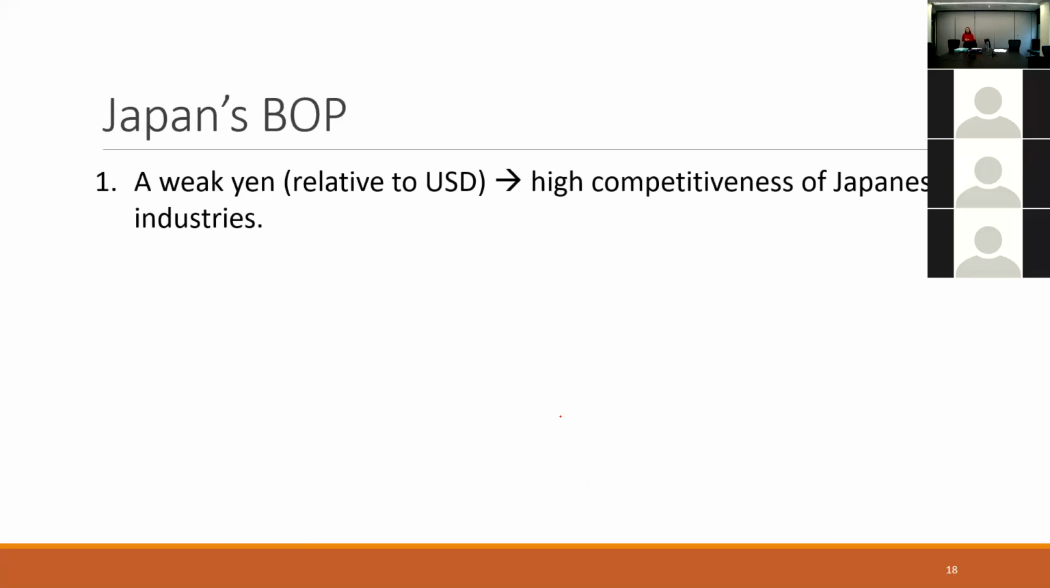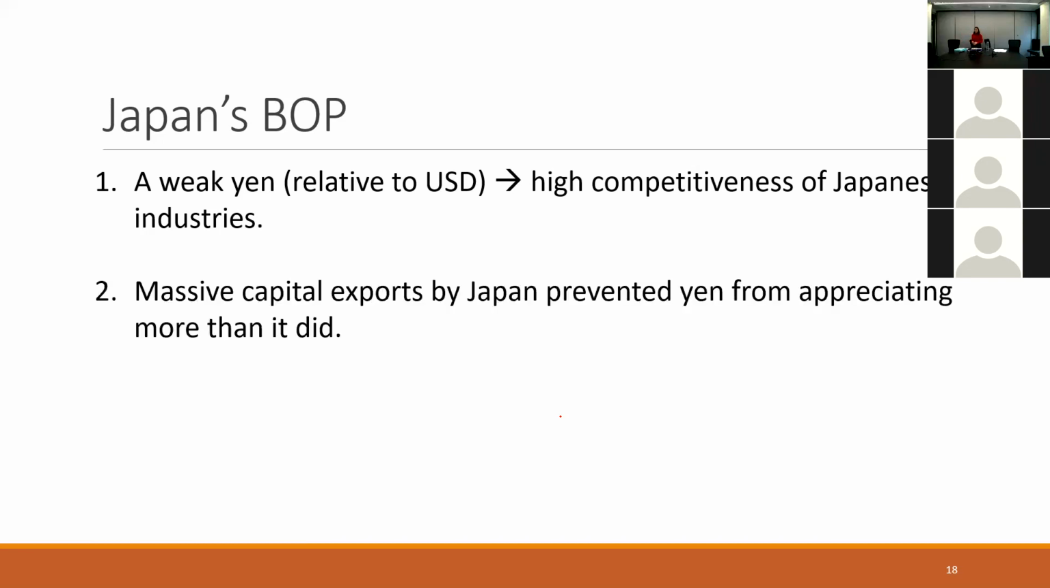So number one, as we mentioned before, the trade partners for the US have kept their currency's value quite low. Japan is one of the examples. They have kept their yen relatively weak relative to the USD, and the main purpose is to make their goods and services more competitive, right, relative to US industries. So one way that they can support a low level of their currency value is through massive capital exports to other countries, right? So what does that mean?